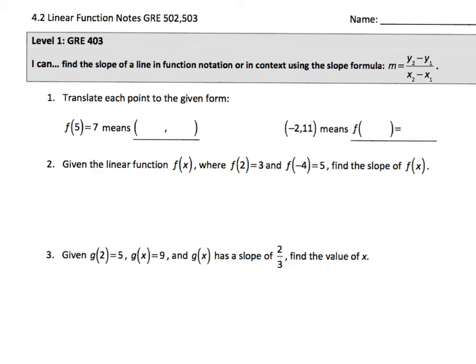Okay, here we go. 4.2, level 1 is I can find the slope of a line in function notation or in context setting. So remember, here's your slope formula. Y goes on the top, x's go on the bottom. So in function notation, this is what this means.